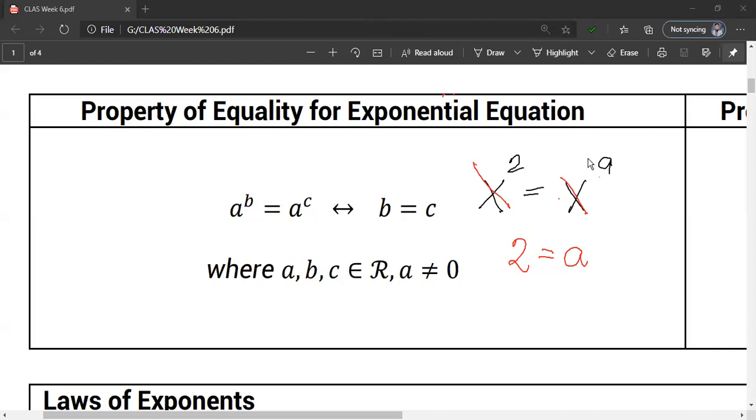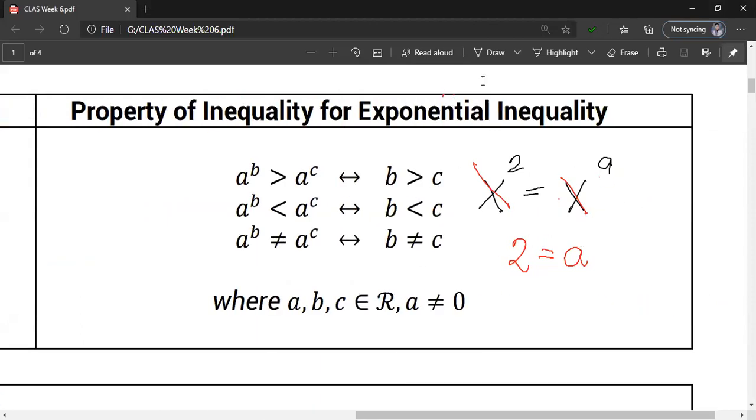Same way goes with our inequality. So, kung sa equality po, equal sign, ganun din po yung mangyayari sa ating inequalities. Ayan. So we have here, if a raised to b is greater than a raised to c, therefore b is greater than c and vice versa. If a raised to b is less than a raised to c, therefore b is less than c and vice versa.